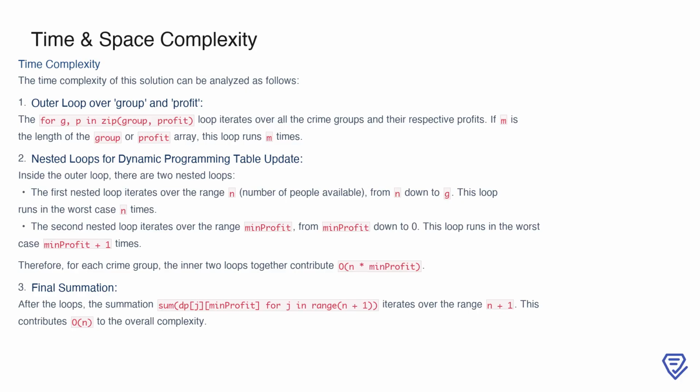The second nested loop focuses on the range of profit values, iterating from min profit down to 0, contributing up to min profit plus 1 iterations. Combining these, the two nested loops result in a time complexity of O(n * minProfit) for each crime group. Finally, there's a summation step at the end, which iterates over the range of n plus 1, adding a time complexity of O(n).